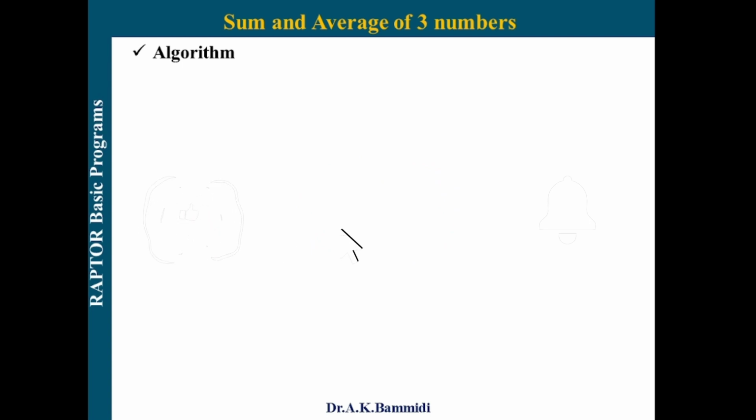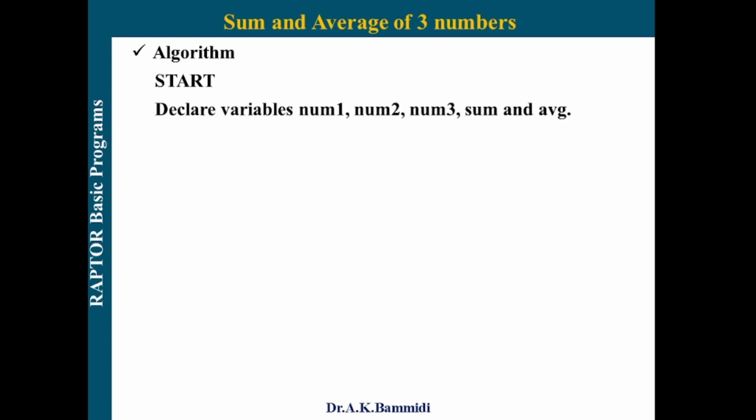Any algorithm starts with step 1, that is start. Then we have to declare the variables. In this case, we have to declare three numbers first, then to calculate sum, another variable sum, and to calculate average, another variable average. So declare the variables num1, num2, num3, sum and average. These are the total 5 variables we require.